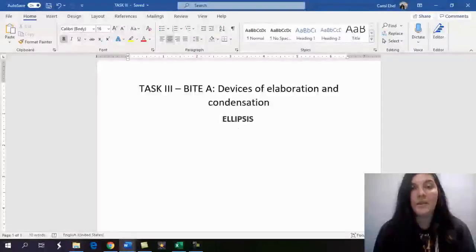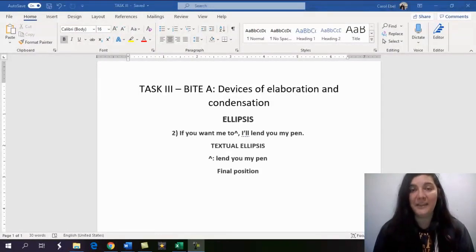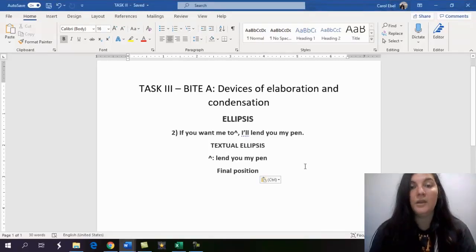In textual ellipsis, the missing information can be recovered from the surrounding text or piece of conversation. First, we'll analyze exercise 2. In exercise 2, we have a sentence which is made up of two clauses, a dependent clause and an independent clause. In this example, we can see textual ellipsis happens at the end of the first clause, which is a dependent clause. So there's no other option but final position for this textual ellipsis.